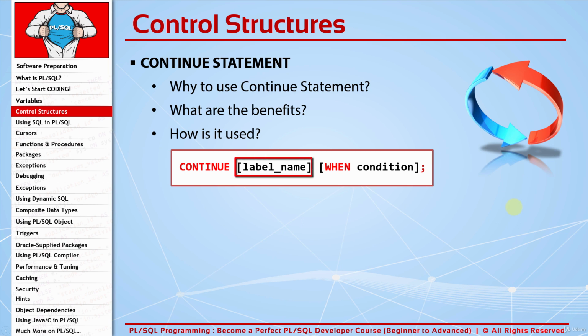Then you write the label name of the loop. That means you can go to the next iteration of the inner loop or outer loop. This is a pretty good way. I will show you how to do that.